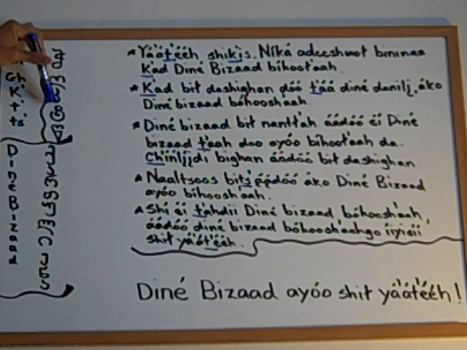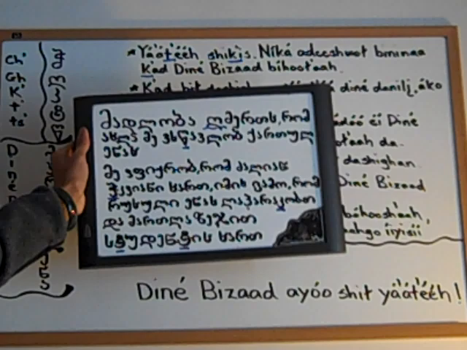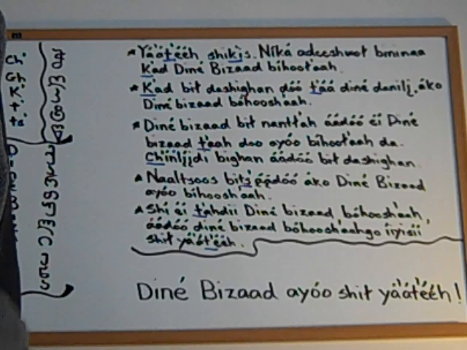Okay? So what I've done here, I made some example sentences, and I have my small board here also. I'll zoom up closer once I finish the ones up here. So, all right. Let's see here. Okay, so starting with this Navajo.